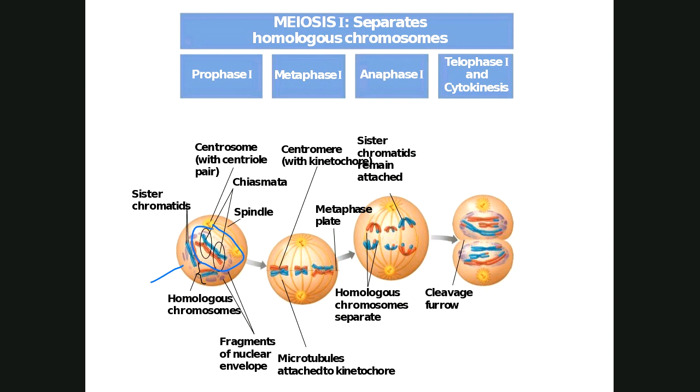The homologous chromosomes have sought each other out, right? They found each other. They're in synapsis, and they form these tetrads. Now, other things that have happened.